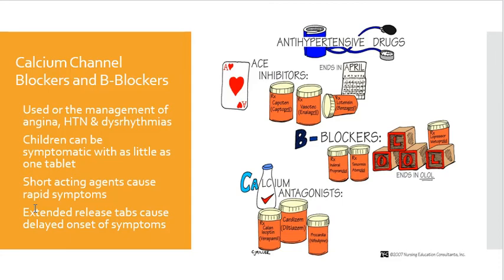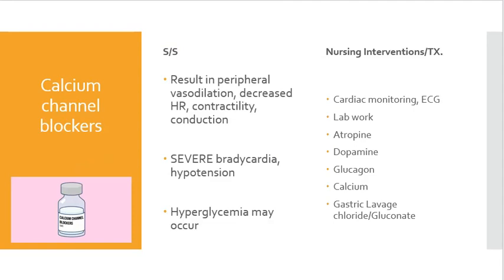Overdose on short-acting agents is characterized by rapid progression to cardiac arrest, and overdose from extended-release agents results in delayed onset of dysrhythmias, shock, cardiac collapse, and bowel ischemia. Calcium channel blockers result in peripheral vasodilation, decreased heart rate, decreased contractility, and decreased conduction. Significant bradycardia, hypotension, and heart blocks are classic symptoms of calcium channel blocker poisoning. High blood sugar can occur because calcium channel blockade inhibits insulin release.